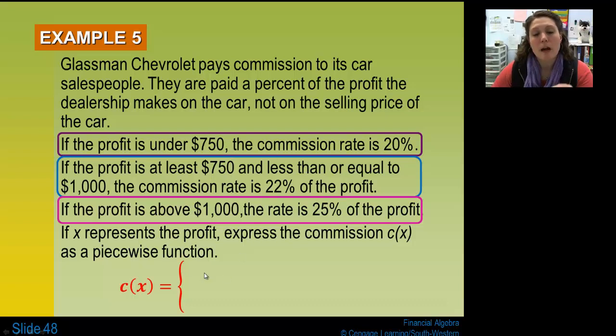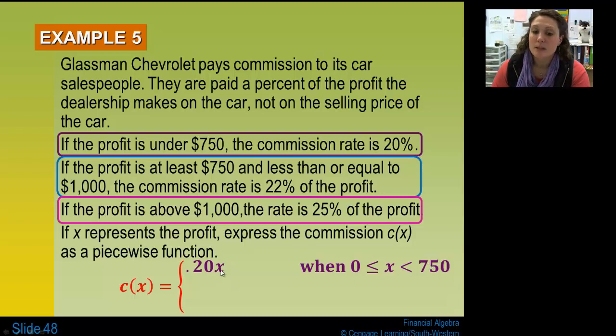So my first one, if the profit is under $750, the commission rate is 20%. So I get 20% commission on the profit, which is X. So 20%, which is 0.2. So 0.20X when X is greater than or equal to 0 and less than $750. So if I don't sell anything, I'm still getting 20% commission, but 20% on 0 is nothing, all the way up to a value less than 750. Which is why you see 0 is less than or equal to X, which is less than 750.